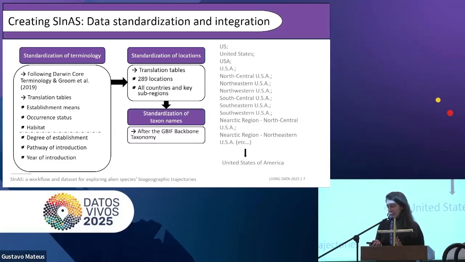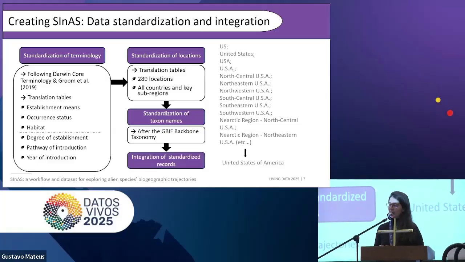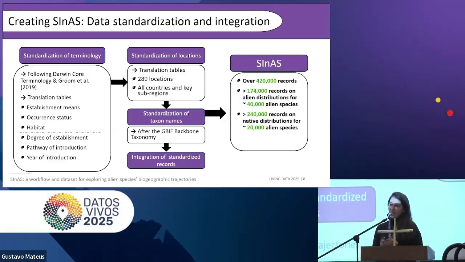After standardizing this, we also standardize the taxon names of the species after the GBIF backbone taxonomy. And at the end, we integrated all of these records into CINAS. So CINAS includes over 400,000 records. It includes over 170,000 records for over 40,000 alien species, the alien distributions for over 40,000 alien species.